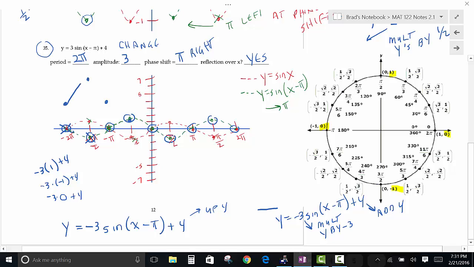So now I'm just going to kind of connect these as I go. So that goes like this. Okay, this point we've already done. So we've done everything. That goes up to 4.